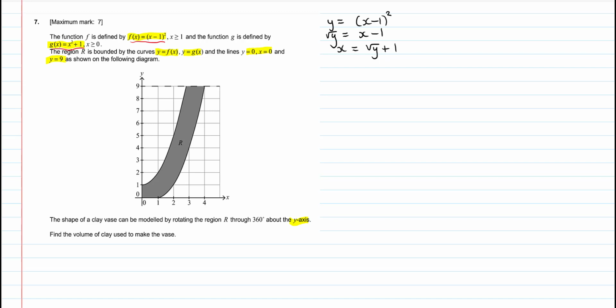So now we'll do g of x. If y equals g of x, then we have y is equal to x squared plus 1. So that means x squared is equal to y minus 1, and therefore x is equal to the square root of y minus 1.